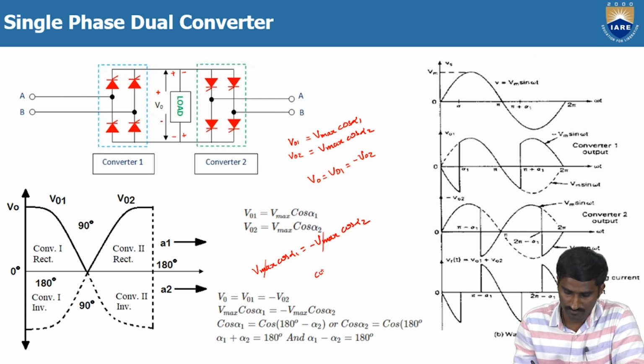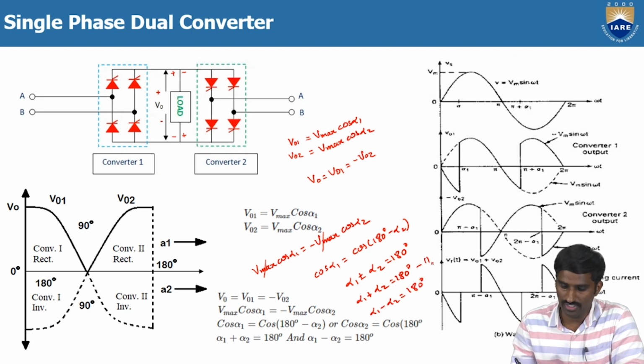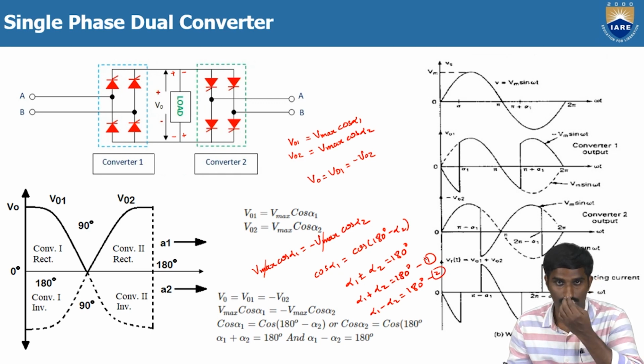Then cos alpha 1 equals minus cos alpha 2, which we can write as cos of (180 minus alpha 2). If you simplify this, you will get alpha 1 plus or minus alpha 2 equal to 180 degrees, which means we are getting two conditions. One is alpha 1 plus alpha 2 equal to 180 degrees and the other is alpha 1 minus alpha 2 equal to 180 degrees. Here are two conditions, but which condition should we follow?